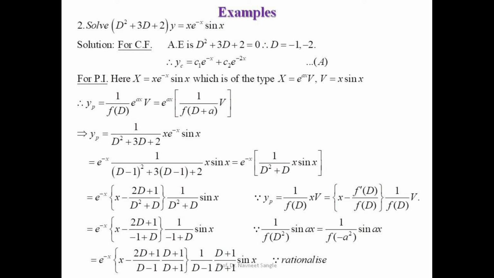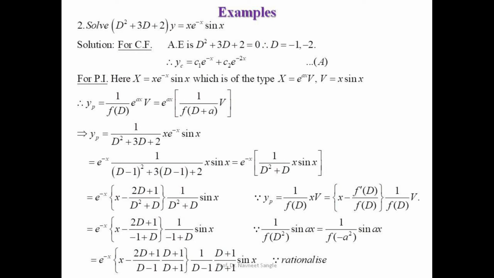Now let's find the value of the particular integral. Whenever we find the value of the particular integral, first check the value of the right hand side. So here the right hand side value is capital X is equal to x e raised to minus x sin x. Now first try to identify this type. This equation is of the form capital X is equal to e raised to ax into v, where the value of v is x into sin x. Then for such a type of capital X, we know the formula for the particular integral.